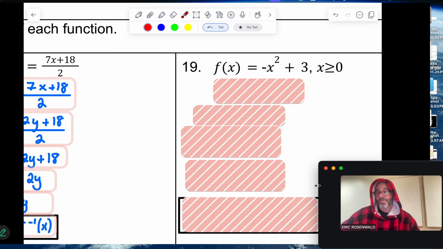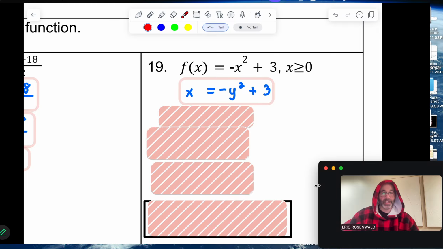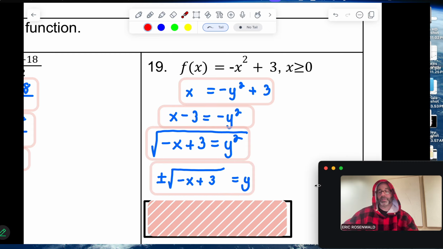Okay. Number 19, we have negative x squared plus 3. Let's switch the x and the y. Move the 3 over by subtracting it. Divide by negative 1 to get rid of that. And then when we take the square root, we're going to get rid of the square that's right here. We take the square root of both sides, and we end up with plus or minus the square root of negative x plus 3 is equal to y.